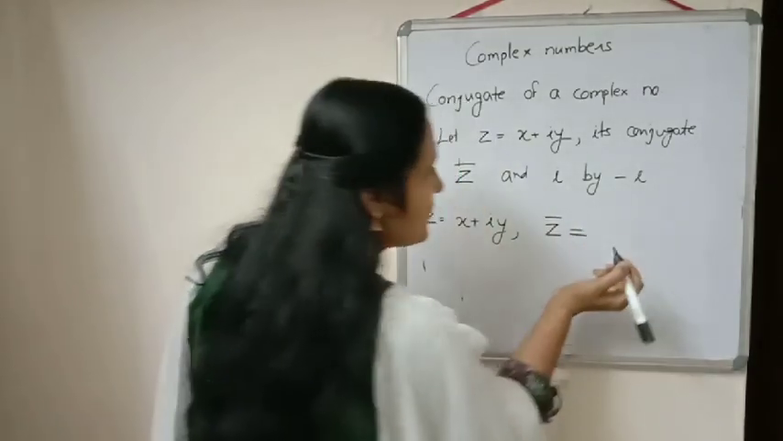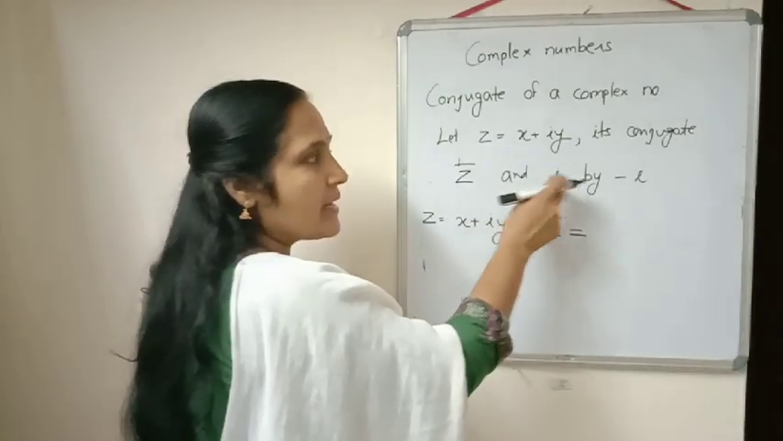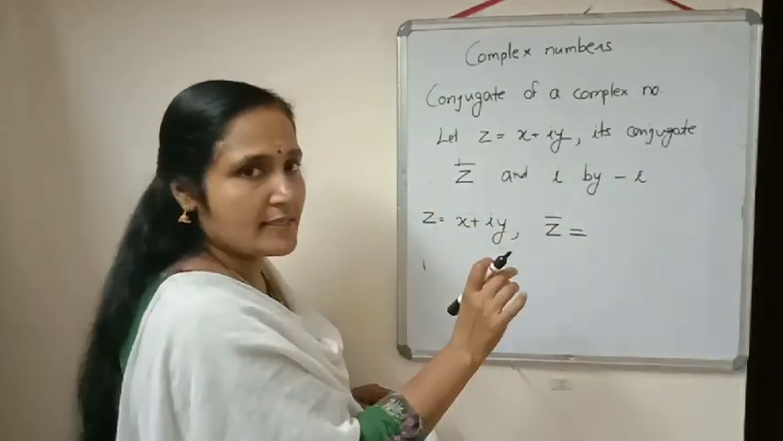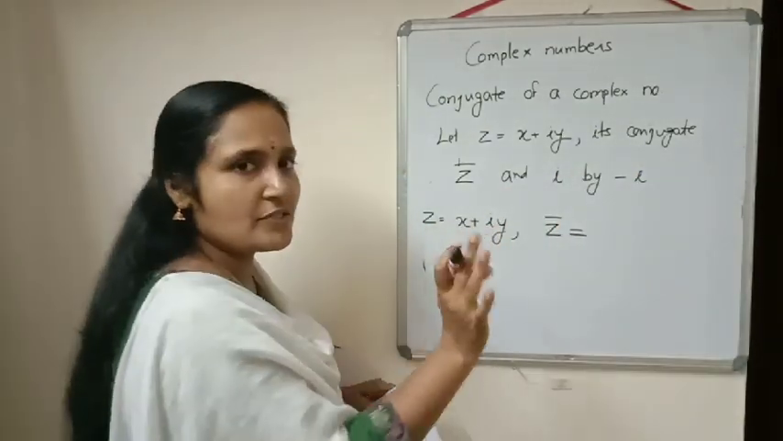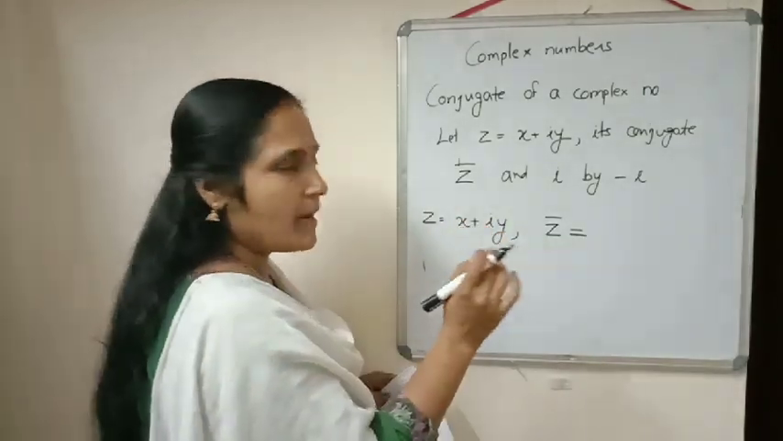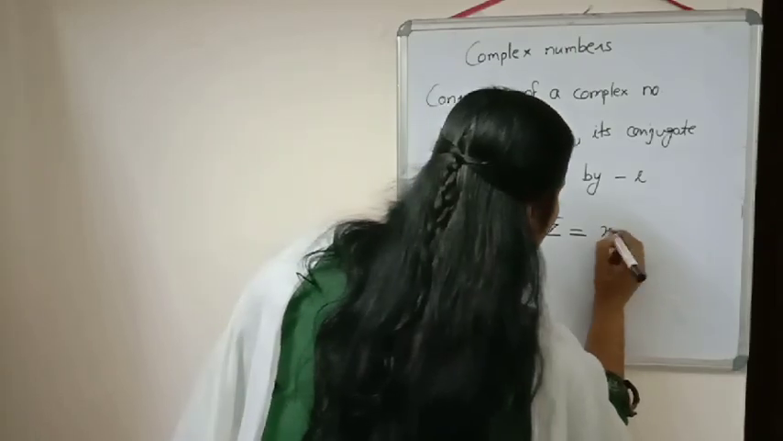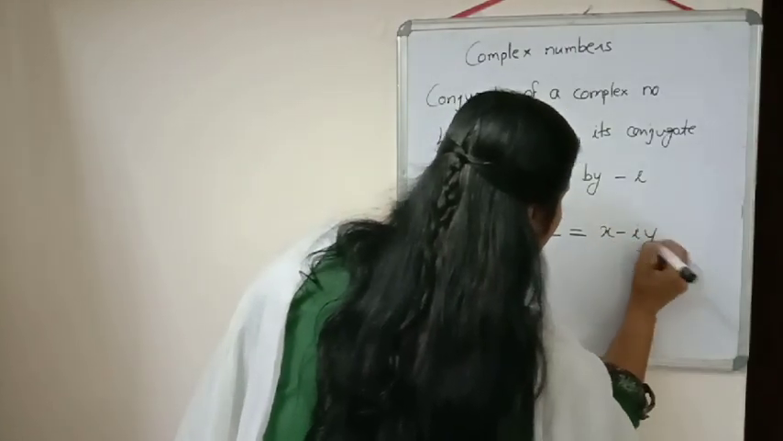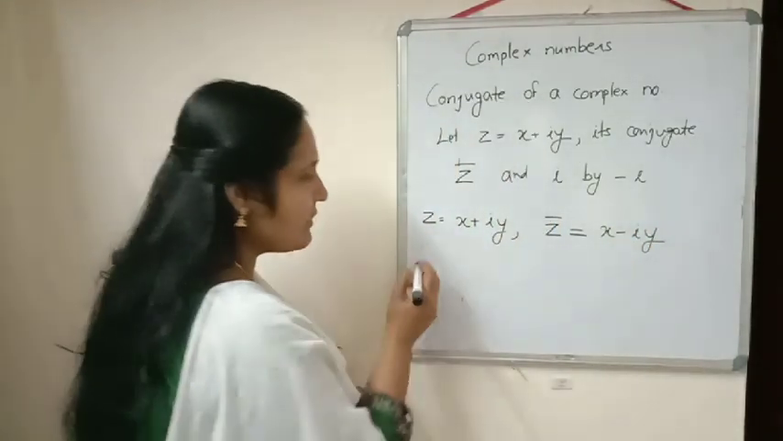what is the concept? Replace i by minus i. Rest all the numbers you don't have to change there. Only replace i by minus i. So z bar will be equal to x minus iy. So in this way we can check.